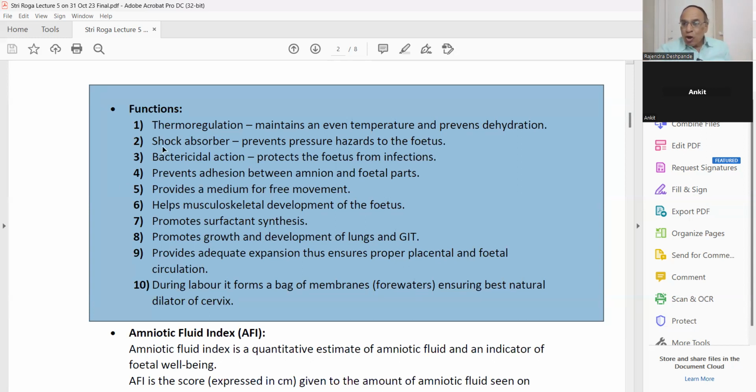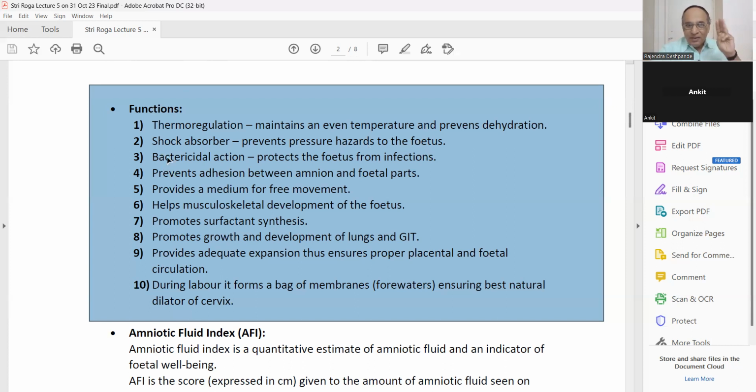Second, most important, shock absorber. Even if that pregnant woman falls down, even if that pregnant woman falls down in a driving accident, baby will be safe. Baby can be safe. Why? Because of the bag. Amniotic sac, that is the bag. Amniotic sac and amniotic fluid are like a shock absorber. Prevents the hazard, damage to the fetus.